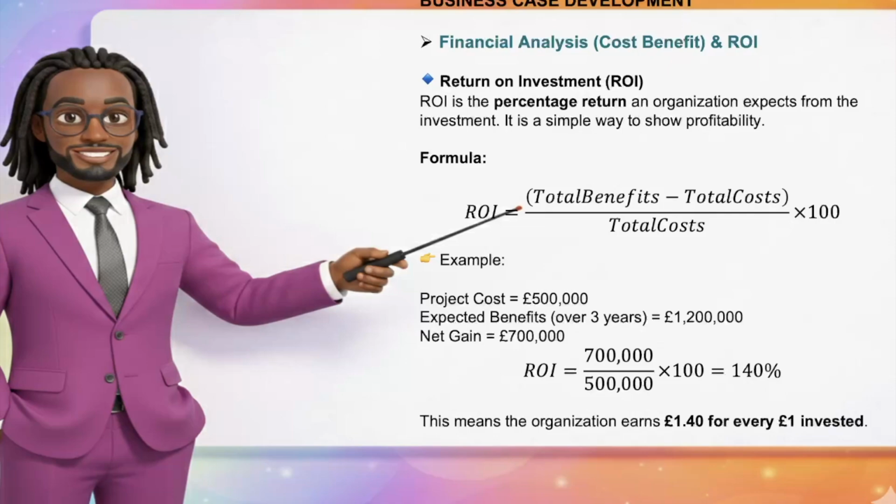So to calculate the return on investment, it will be the £700,000, which is the net gain, divided by £500,000, which is the project cost, times 100, and then you get 140%. So this means the organization earns £1.40 for every £1 invested.